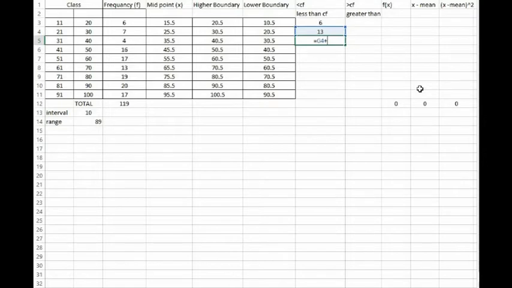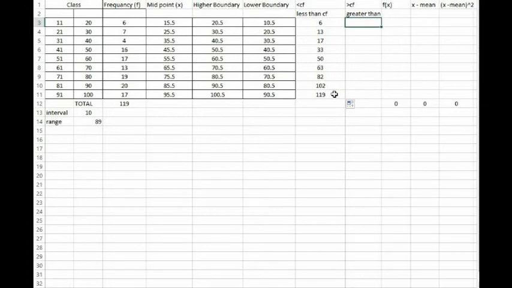Previous na less than CF plus yung current equals yung previous plus yung current. So, try natin kung abot siya sa pinakababa. Yan. Na dapat pagka less than CF, ang nasa pinakababa is makuha natin yung total ng frequency na 119.